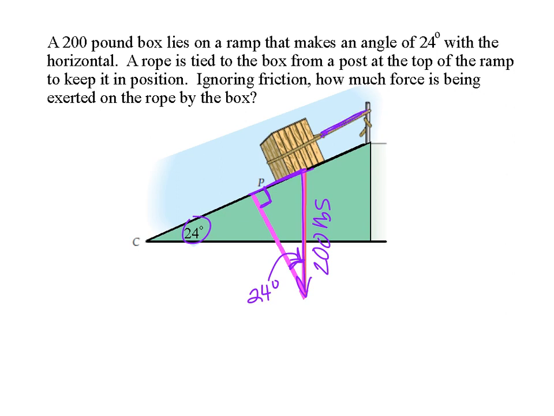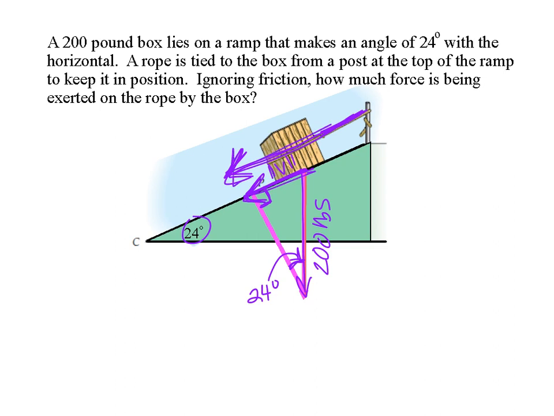A rope is tied to this box, so there's a force acting on that rope. We are ignoring friction just for simplicity's sake. I know in physics, you might have to take that into account a little more. But ignoring friction, how much force is being exerted on the rope by the box? So what is essentially this vector right here? We're trying to find this force. Those similar triangles then told us that the magnitude of this side will tell us that force right there.